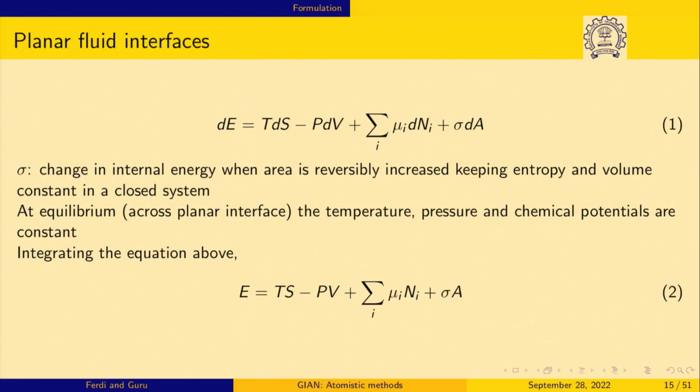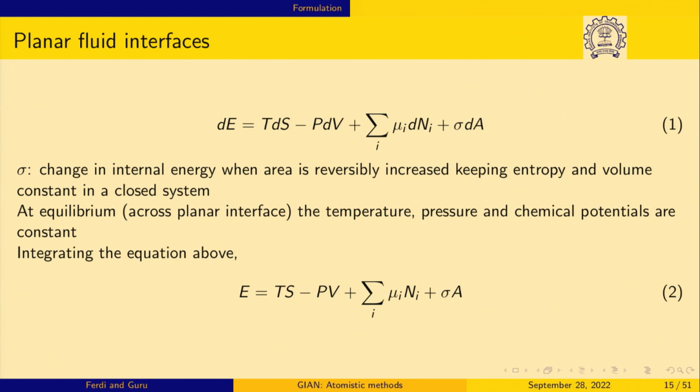So, for planar fluid interfaces, the change in energy, this expression was written except for the sigma dA, right: TdS minus PdV plus mu_i dN_i, summation over i, where how many components are there? For a pure material, that is just mu dN; for a binary, mu_A dN_A plus mu_B dN_B; and ternary, mu_A, mu_B, mu_C and so on. Okay. So, sigma is nothing but the change in internal energy when area is reversibly increased while you are keeping the entropy and volume constant in a closed system.